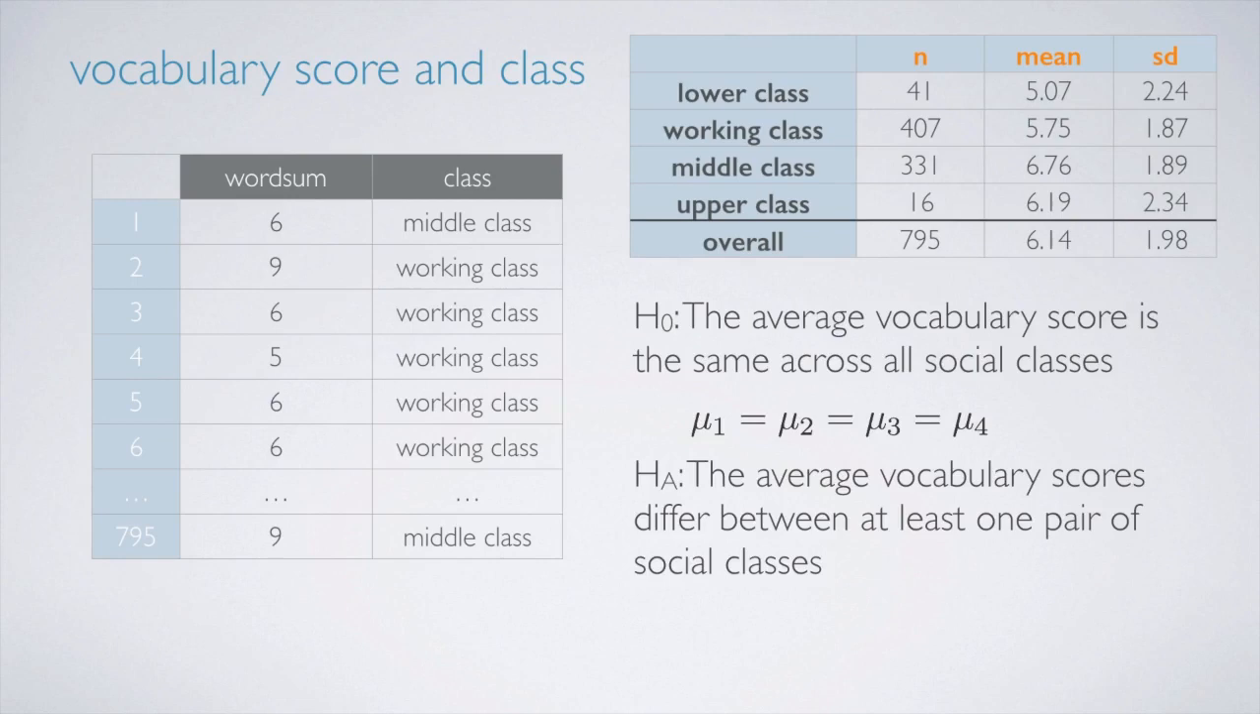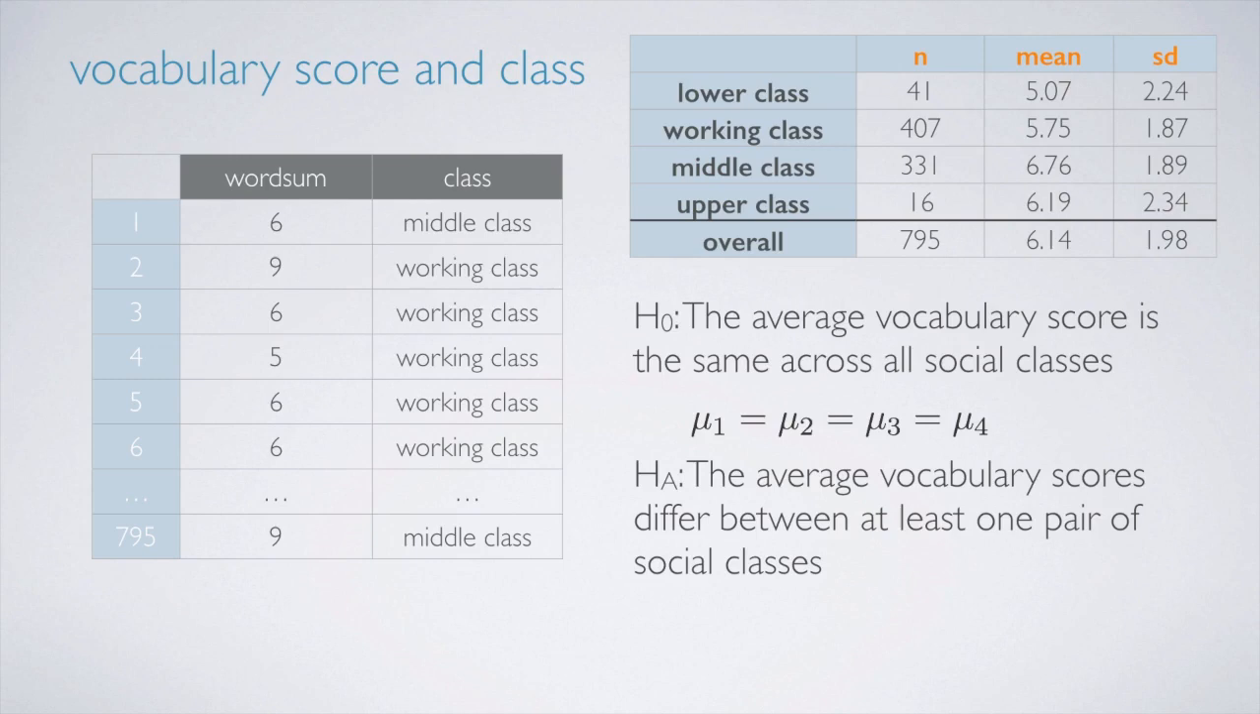Let's quickly remind ourselves of the data we're working with. From the General Social Survey, we had the vocabulary scores, the numerical variable, and social class, a categorical variable. We have our summary statistics at the group level, as well as at the overall level. Our null hypothesis is that the average vocabulary score is the same across all social classes, and the alternative hypothesis says that the average scores differ for at least a pair of social classes.